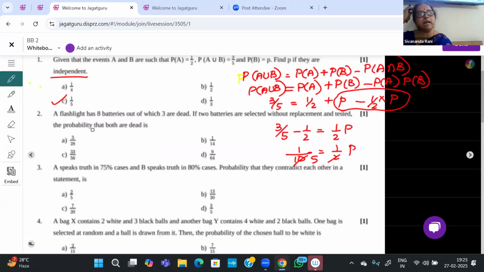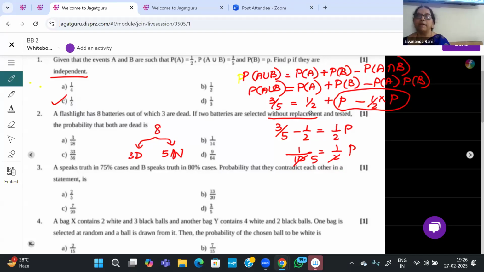Look at the next one. A flashlight has 8 batteries, out of which 3 are dead. If 2 batteries are selected without replacement and tested, find the probability that both are dead. Let us write the structure. 8 are there, 3 are dead, the other 5 are working. 2 batteries are selected without replacement. He has given you a hint based on which you should find the probability: without replacement.